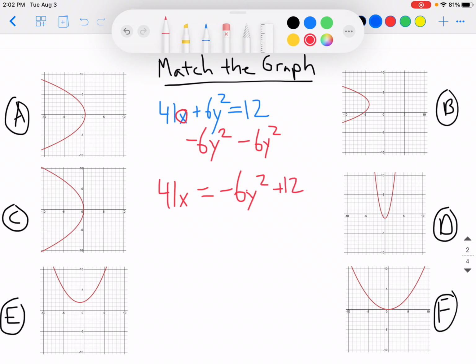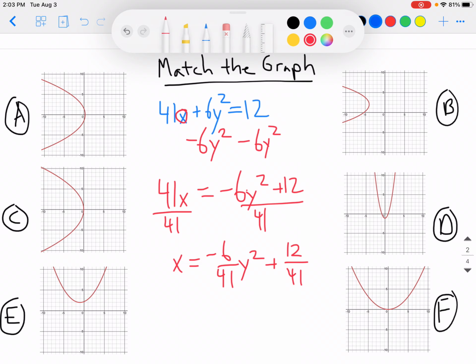Then I want to divide by 41. And here you might be thinking, ooh, that's not going to be fun to do. But let's just do this and see what happens. Let's go negative 6 over 41 times y squared plus 12 over 41. Now, there's a method to my madness. Just bear with me here.